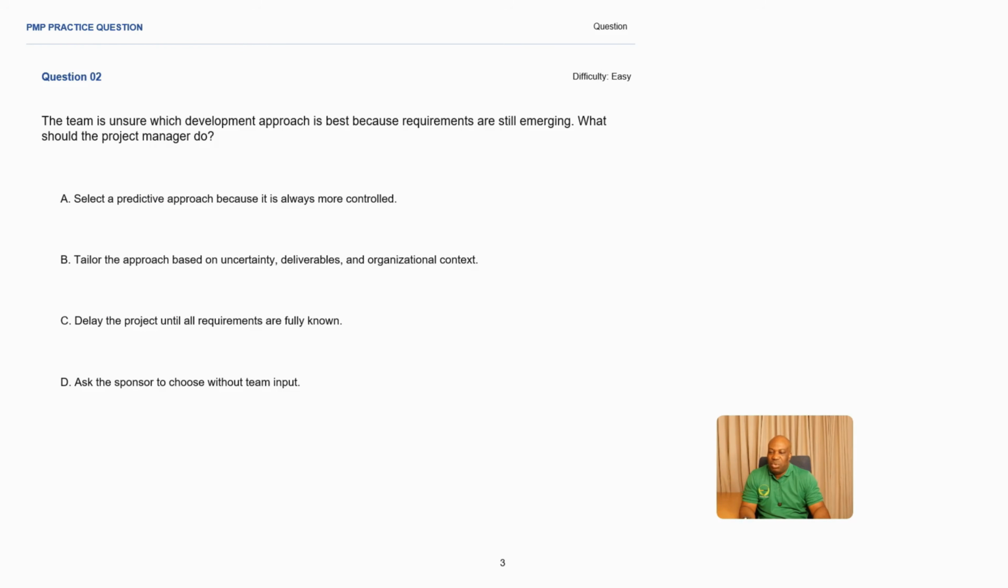Practice question number 2. The team is unsure which development approach is best because requirements are still emerging. What should the project manager do? So what is happening here? The team is unsure which development approach is best because the requirements are still coming in. So they are still receiving requirements. What should the project manager do? So here, there's no first, but what should the project manager do?